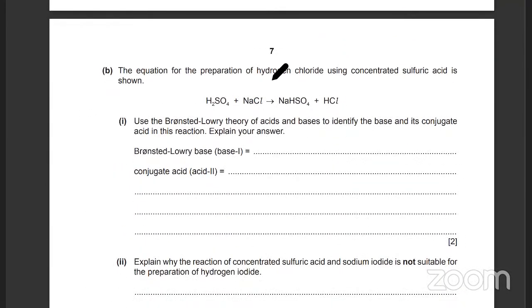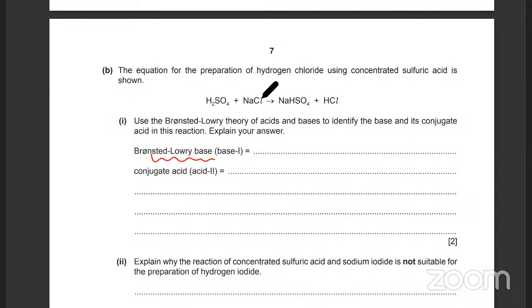Moving to the next one now. The equation for the preparation of hydrogen halide using concentrated sulfuric acid is shown. So it's asking who's the Bronsted-Lowry base in this one. Using the theory of acids, identify the base and its conjugate acid. You have to explain your answer as well. What is a base? It accepts an H+ ion. So which one is the base?